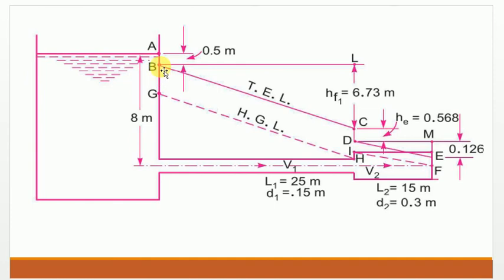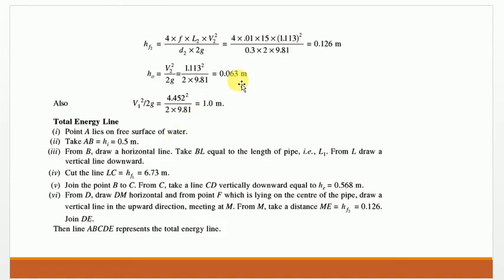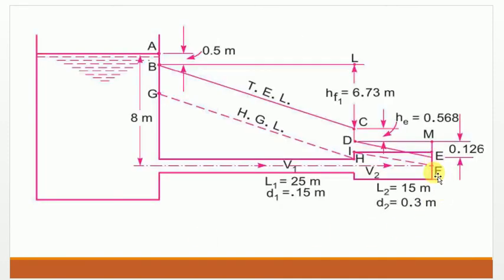So what you're going to do is, from B measure 1 meter and mark a point G. Actually we'll go in a reverse way. This was the forward way; from here it will go in reverse order. This length we know is equal to 0.063 meter. So from here 0.063 meters will be the center axis of the pipe. Draw a line which is parallel to DE. So that will be E and F.